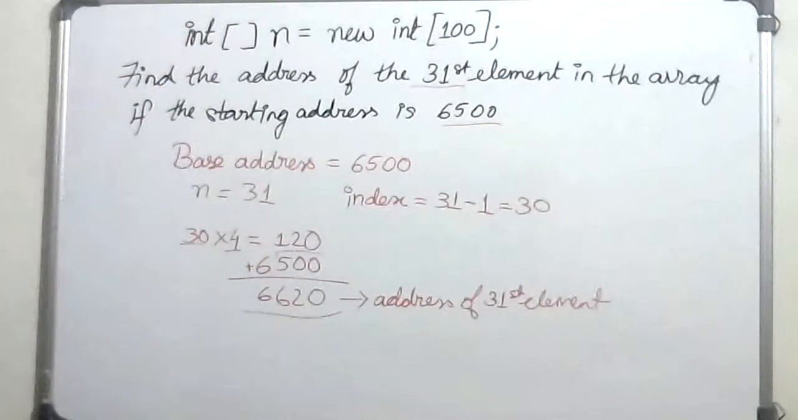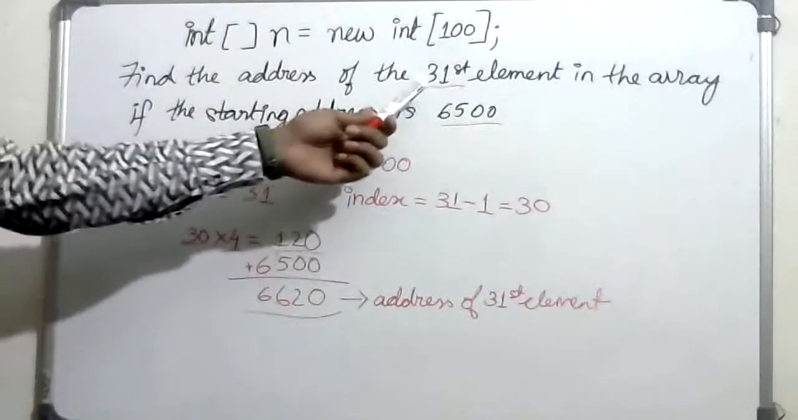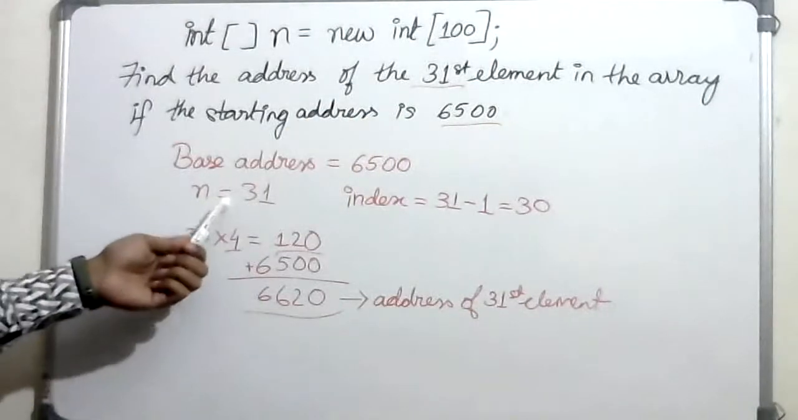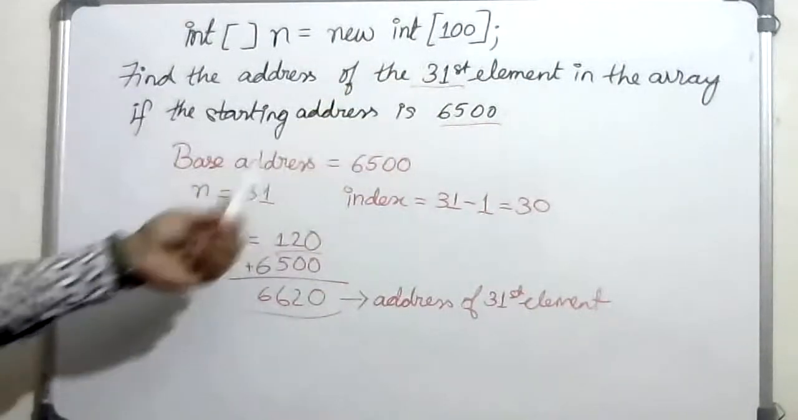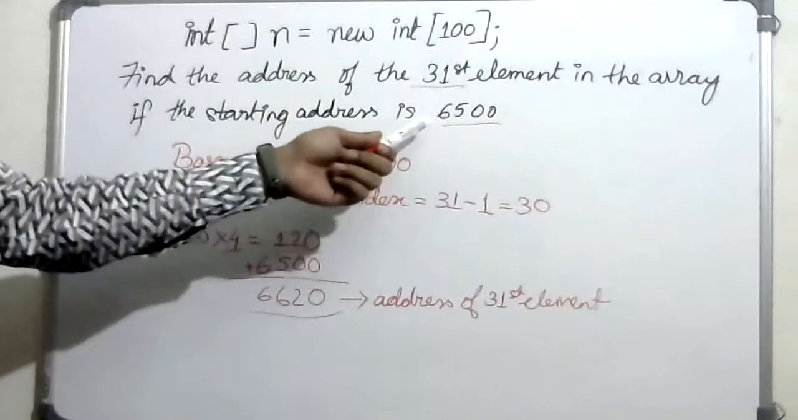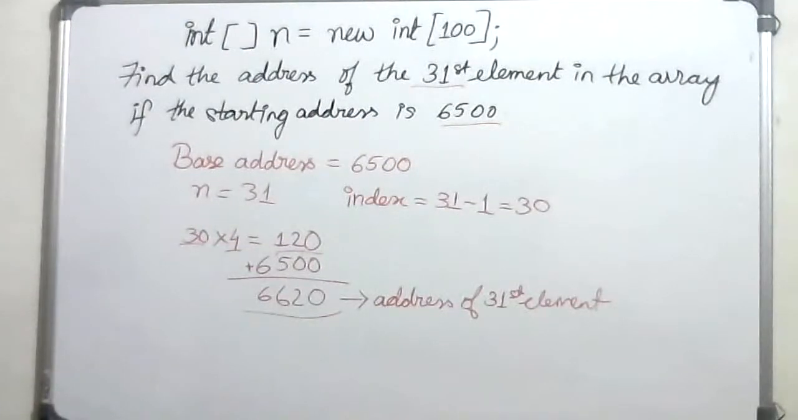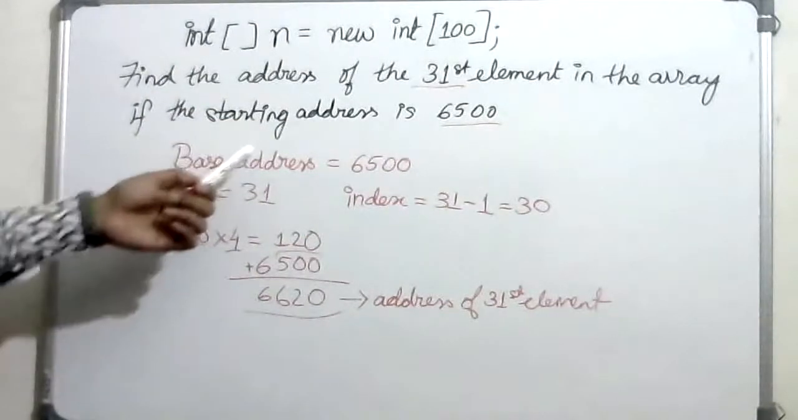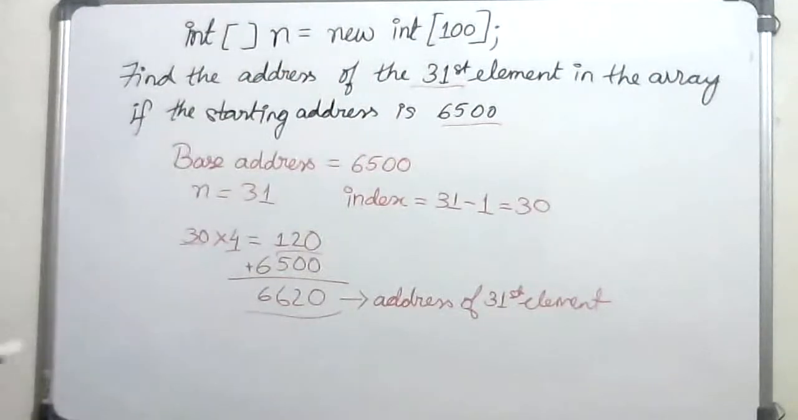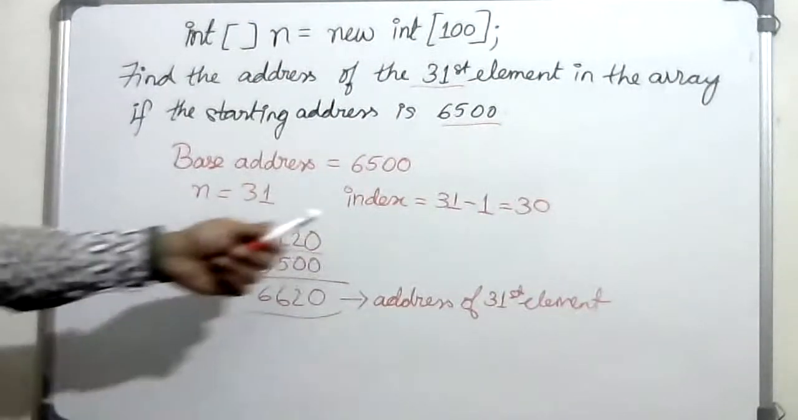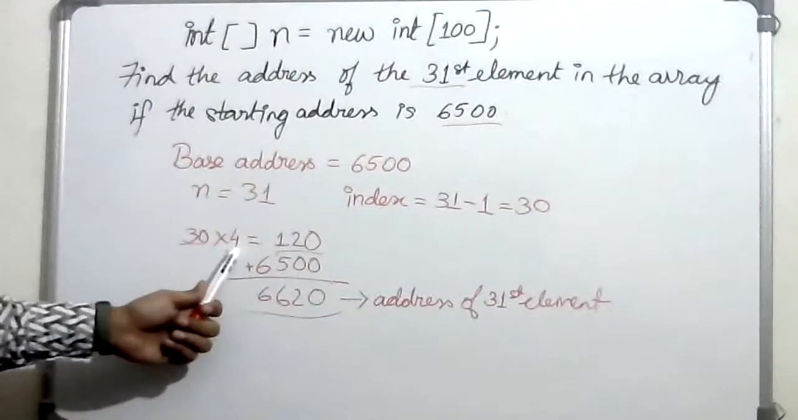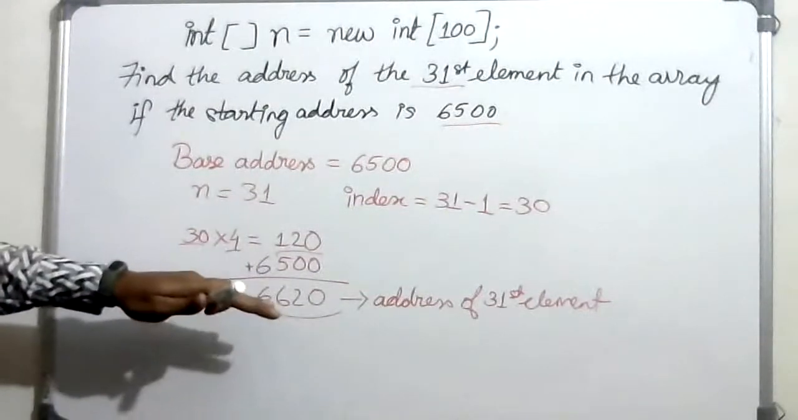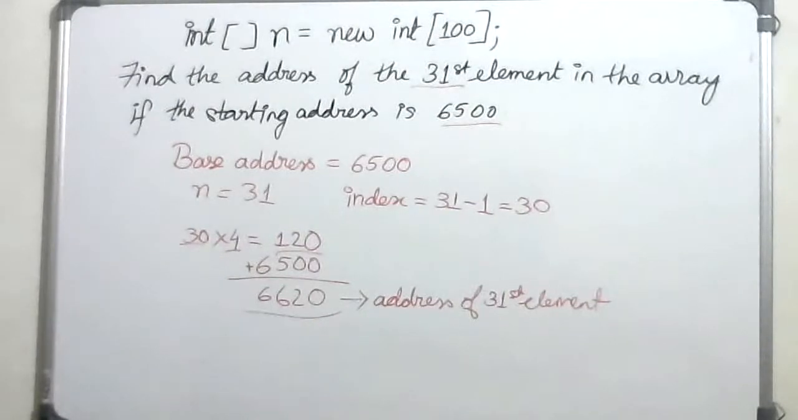From the given question, you will get two things. The first thing will be the value of n, which is the number of the element that we are trying to find. The base address you will get from the question also, so these two things are the only things that are necessary for our calculation. We will know the base address, we will know the number of the element that they are trying to find the address of. You will find the index, multiply the index with the data type size, then add it to the base address and get the address of the concerned element.